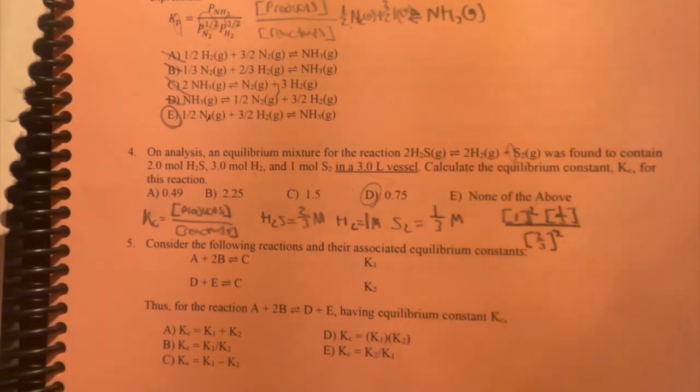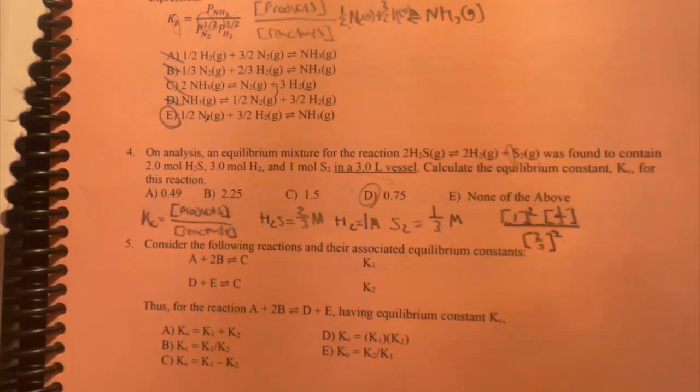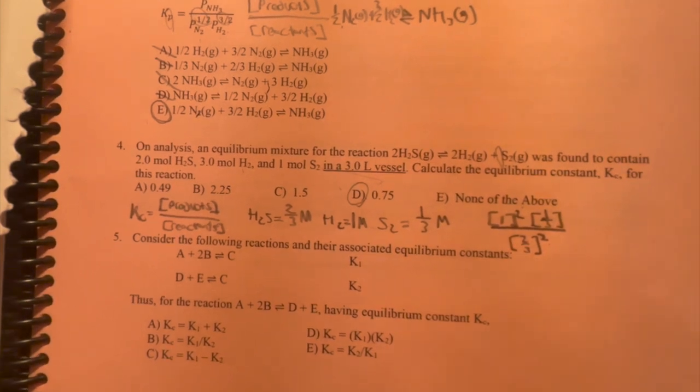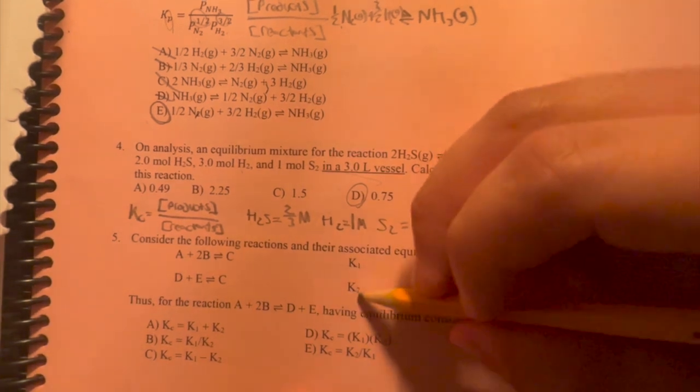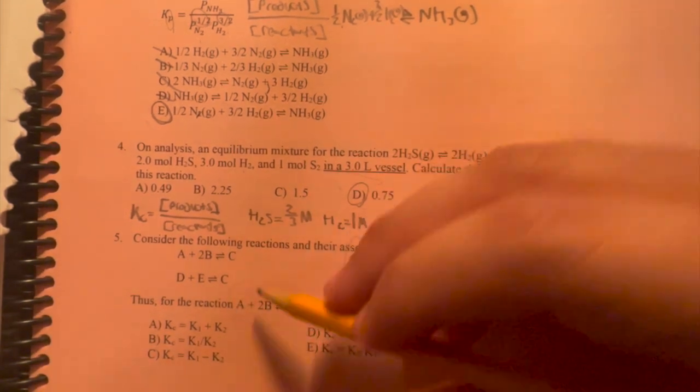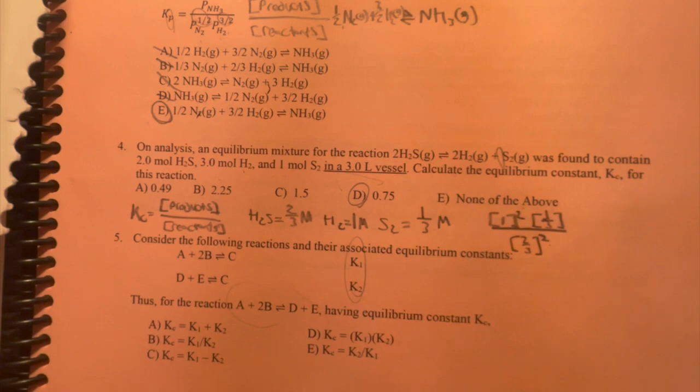Yeah, cool beans. And then number 5 says consider the following reactions and their associated equilibrium constants. Thus, for the reaction A plus 2B in equilibrium with D plus E, having equilibrium constant Kc, it's asking us, using these two, how do we get to this?